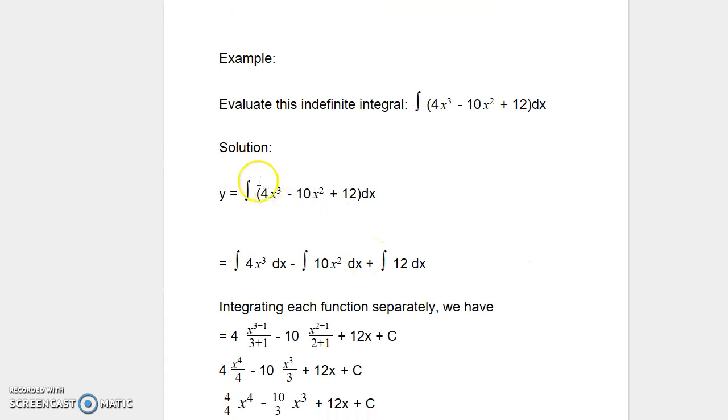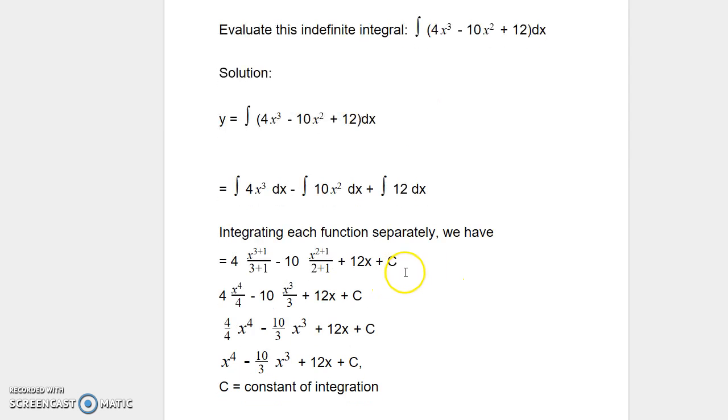Let's say we want to evaluate this indefinite integral 4x cubed minus 10x squared plus 12 dx. Since this is a polynomial function, we can integrate each one of them separately as shown here: integral 4x cubed dx minus 10x squared dx plus 12 dx. Now we're going to use the rules of integration to solve this problem. We're going to use the power rule for the first part, the power rule for the second part, and the constant rule for the third part.